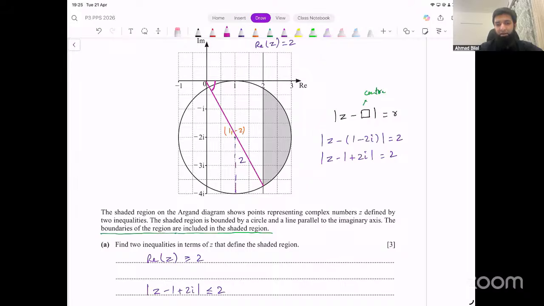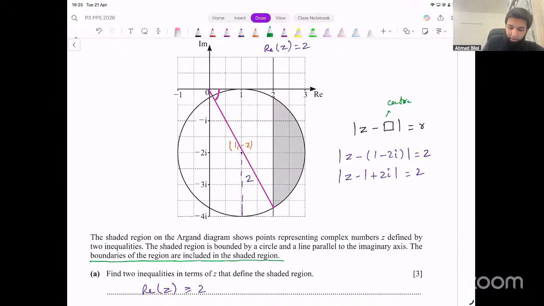Is it not the greatest? We measure argument from this positive real axis. When we go in the upwards direction, angle is positive. If we go downwards, angle is negative, right?